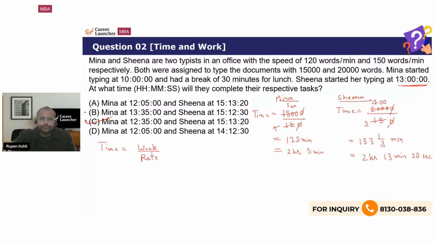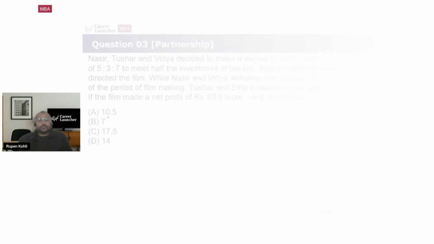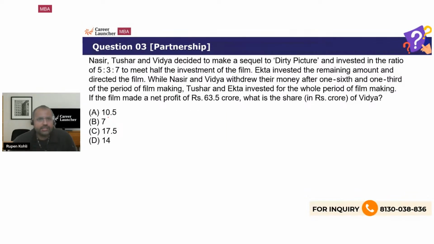Perfect. This is a calculation of work and rate. That's how you'll do this. Basic equation, basic relation. Time is work over rate, or work is rate into time. That's all you need to know. Perfect. Let's see the next one. Here we go.